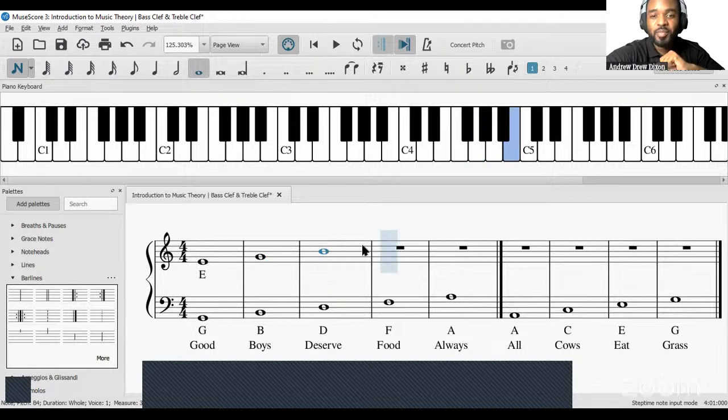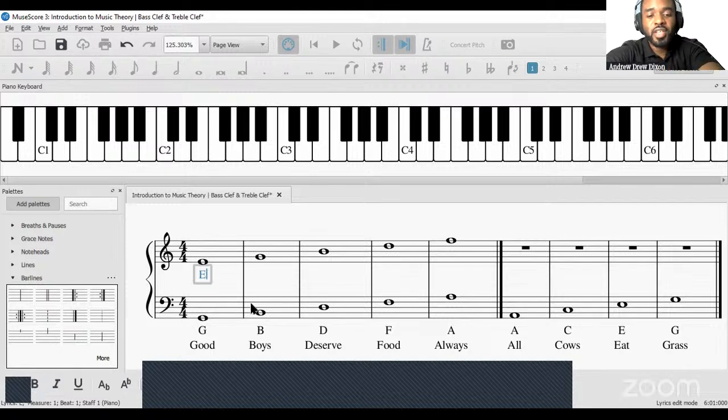B. And the next line is D. And the fifth line of the treble clef is F. So, once again, the order of the lines from bottom to top are E, G, B, D, and F.